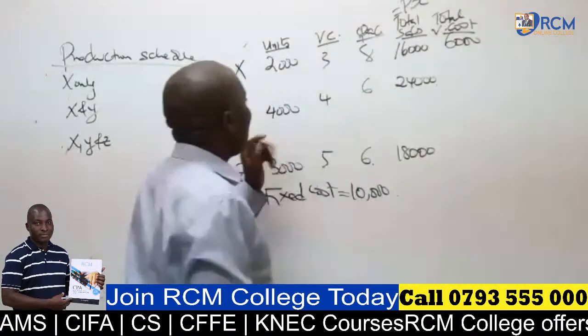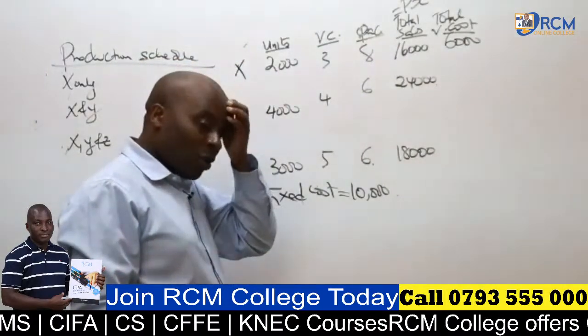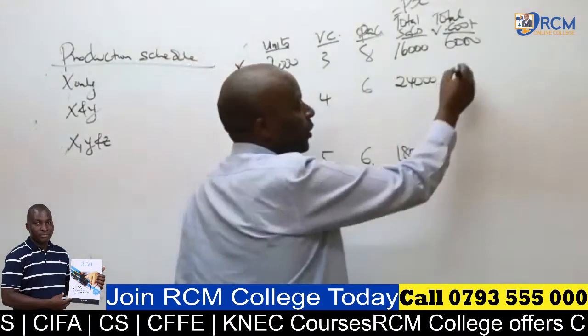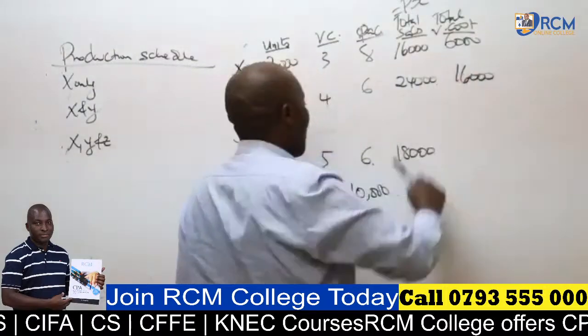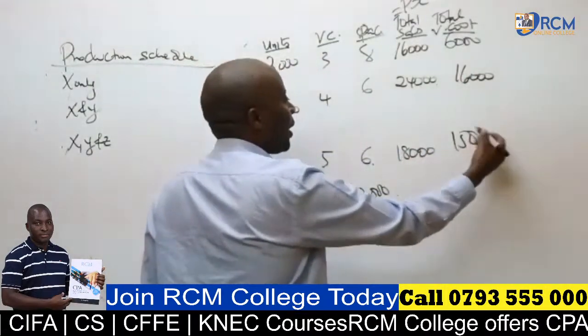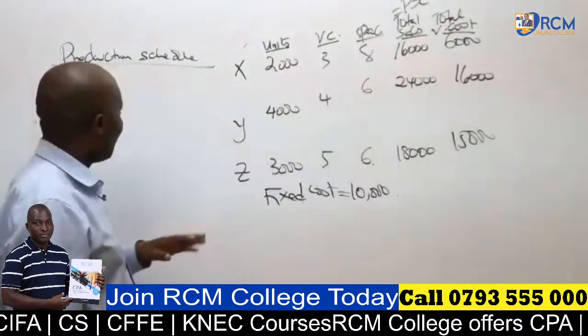How about the total variable cost for Y? It will be 4,000 times 4, which gives me 16,000. And then we have the last one, 3,000 times 5, which gives me 15,000. Thank you very much, Mary. At least you've been able to confirm the last one.